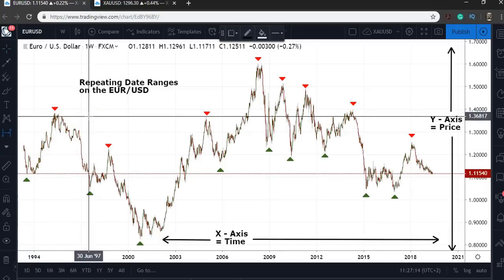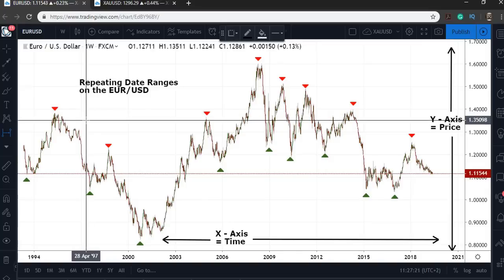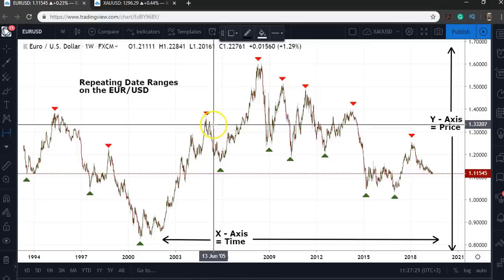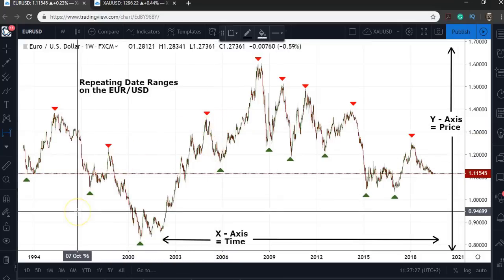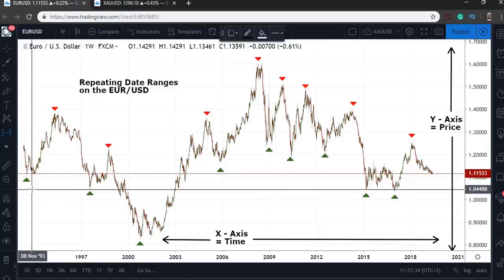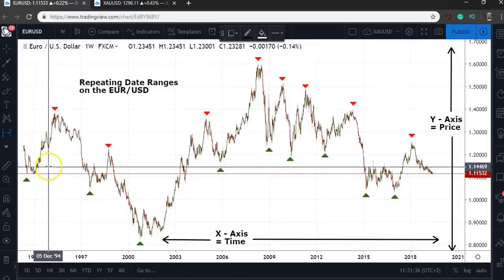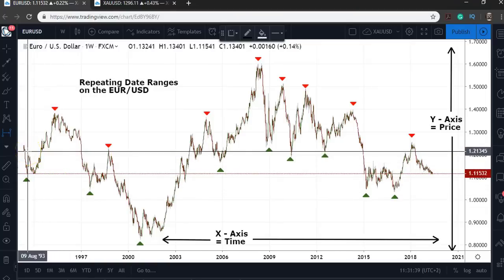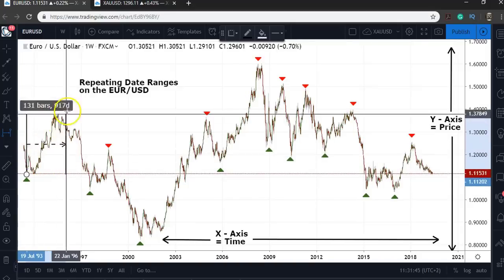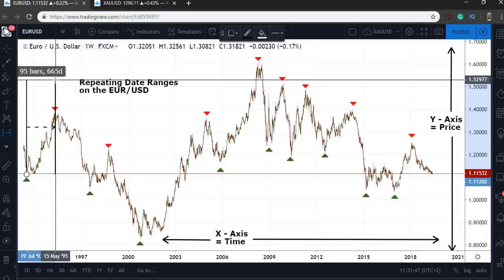I then want to apply the date range to two important swings, starting from the far left of my chart, and then walk that same range forward in time to see whether that range repeats itself when measured from other important highs and lows. So to start the process, I'll start with our first green arrow, which was an important low in around about August 1993, and just click roughly onto where that low was and bring it forward to an important high.